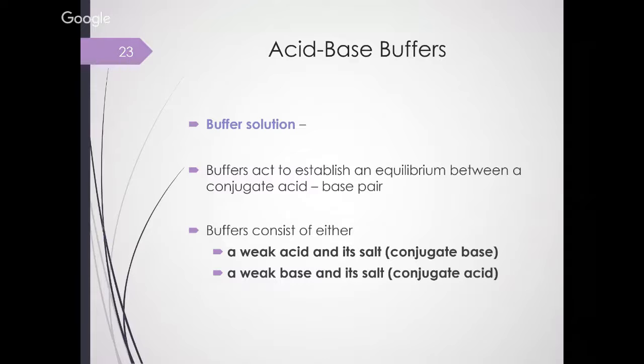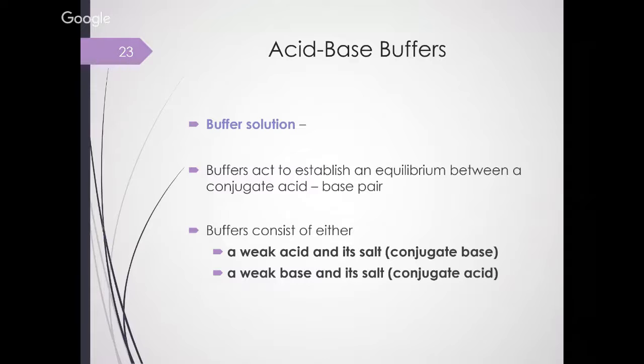So a buffer solution is something that includes a weak acid and its conjugate base, or a base and its conjugate acid. So basically it has what we call a common ion that's the same between them. So buffers act to establish an equilibrium between a conjugate acid-base pair. Because if we have a weak acid in solution, it can react with a base to help neutralize it. If we have a weak base in solution, it can react with an acid that's added to help neutralize it. So you have both weak acid and base in solution.